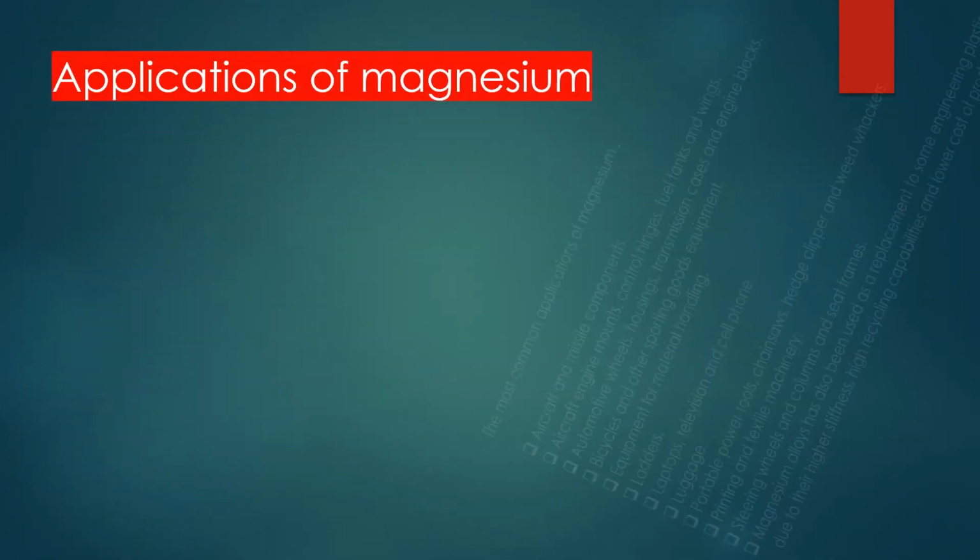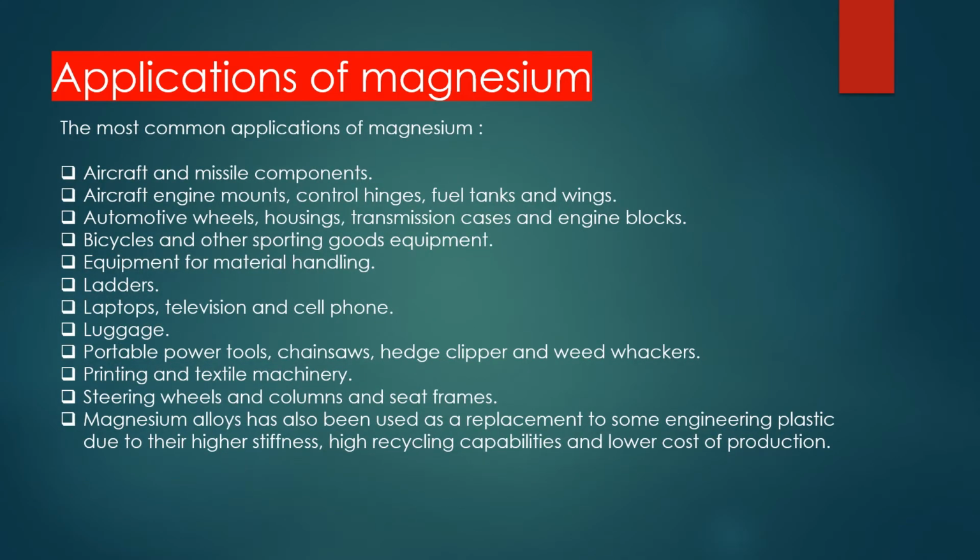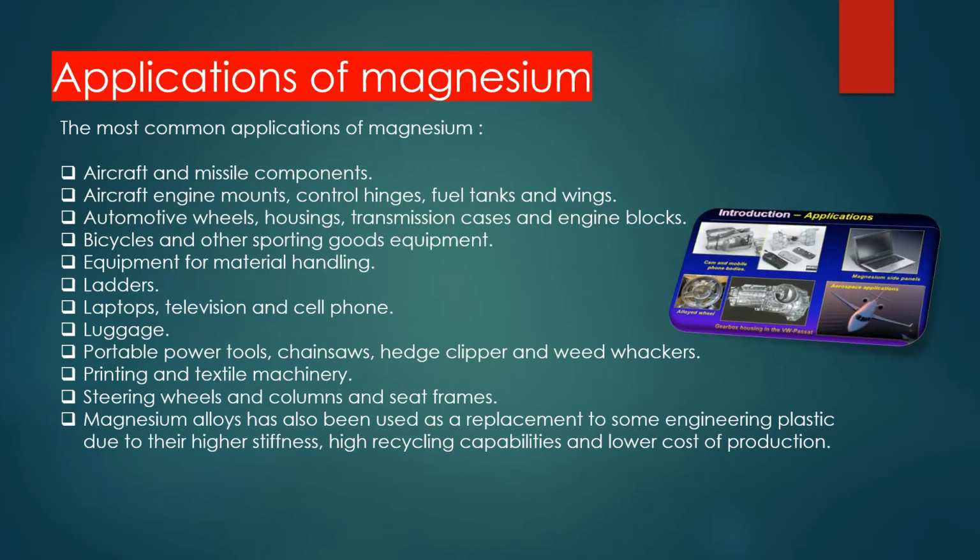Application of magnesium: magnesium alloys are in use around the world in a variety of different applications. It is a preferred material when looking for weight reduction without compromising overall strength. The vibration damping capacity is also beneficial in applications in which the internal force of high-speed components must be reduced. The most common applications are aircraft and missile components, bicycle and other sporting goods equipment, ladders, luggage, and others.